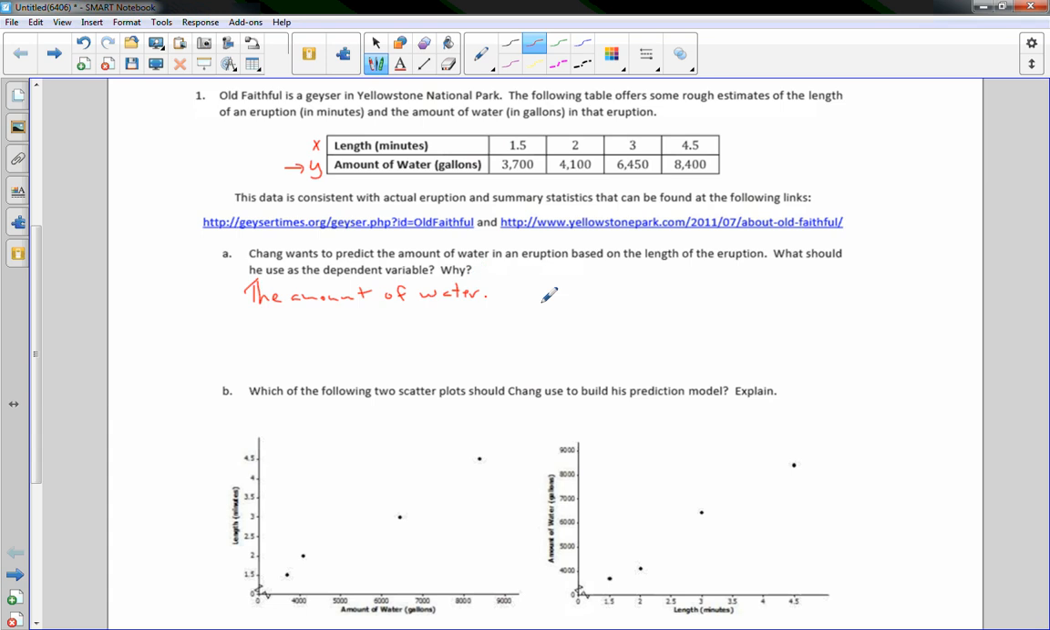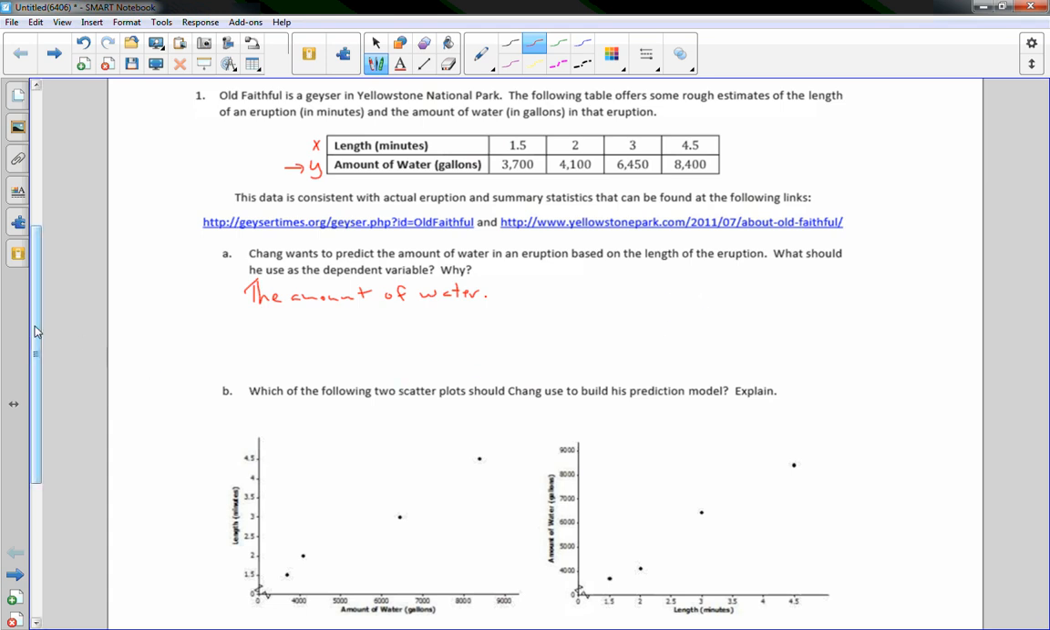And the y part I'm just going to say, he wants to predict the amount of water in an eruption. He doesn't want to predict how long it's going to take to get so many gallons. If we were doing it that way, then we would do that. But he is trying to predict how much water will come out of the eruption. Okay? So you time the eruption, and the amount of water is your outcome. How much water occurred during that period of time.